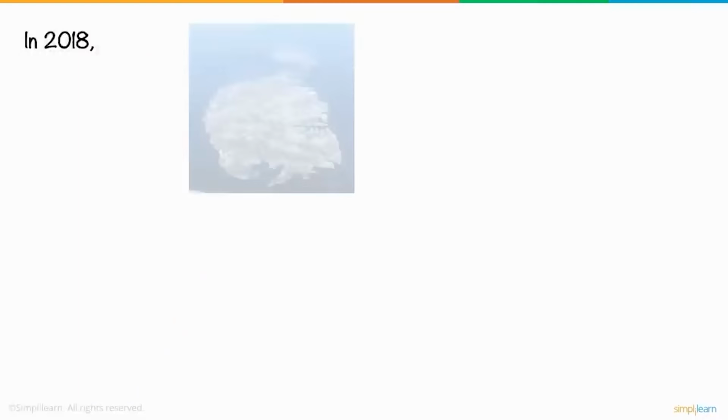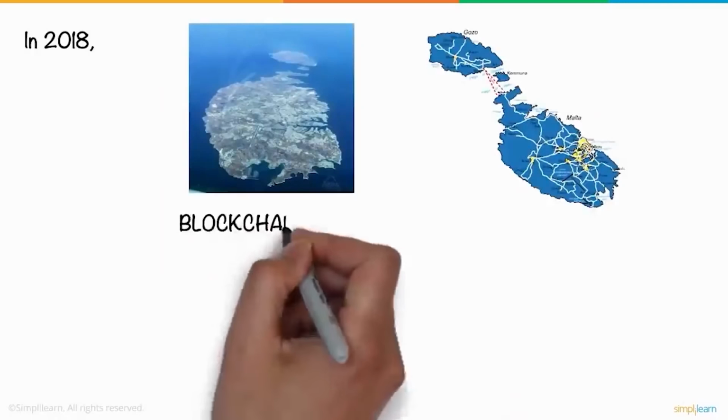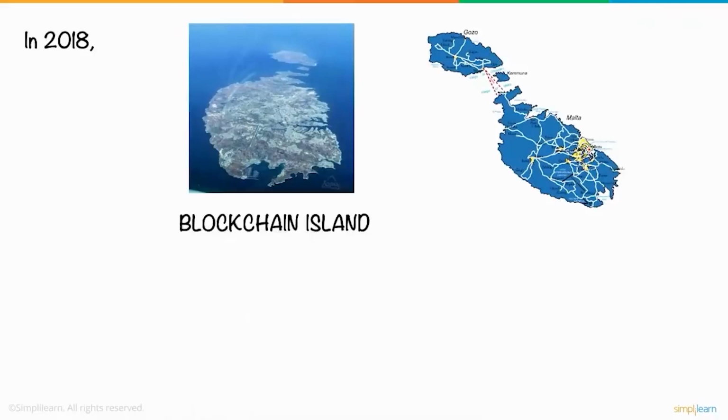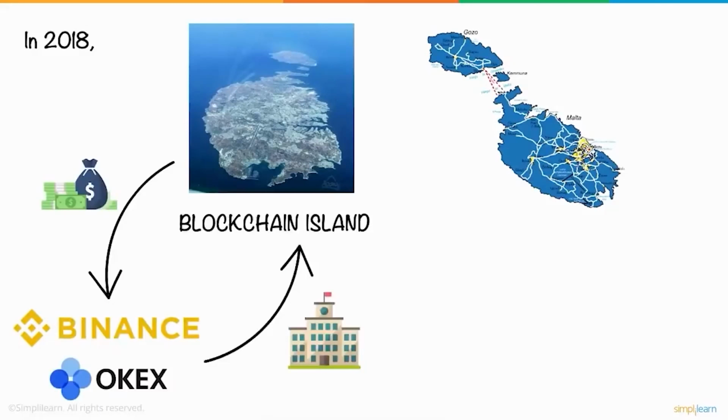In 2018, Malta, an island located in the Mediterranean Sea south of Italy, was titled Blockchain Island, as it led to the economic stability of the nation. Many fintech companies like Binance and OKX have already begun to take advantage of Malta's financial incentives and have moved their headquarters to the blockchain island.